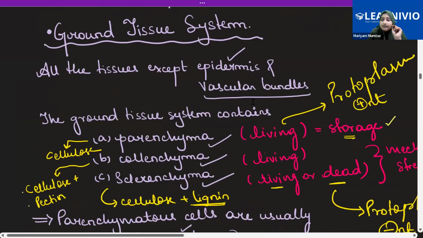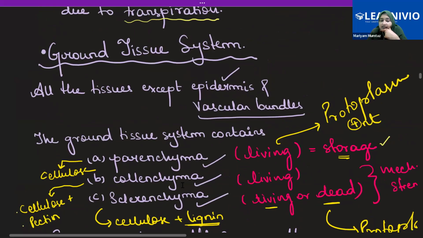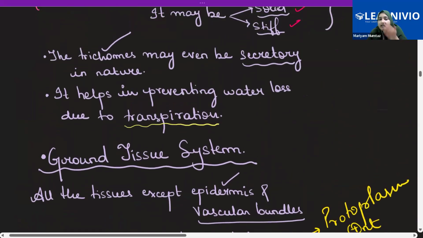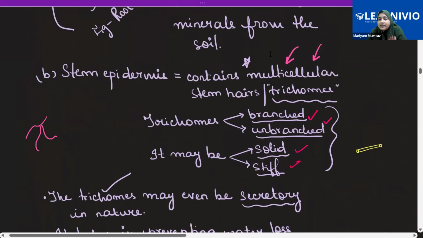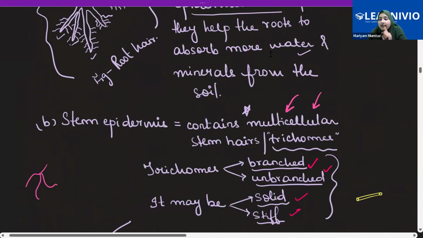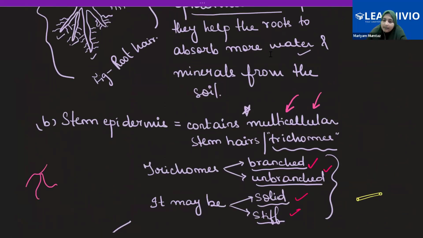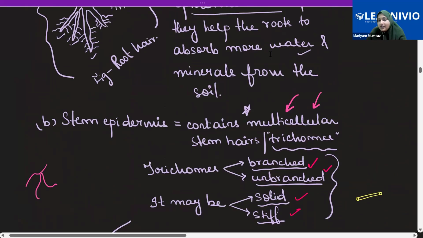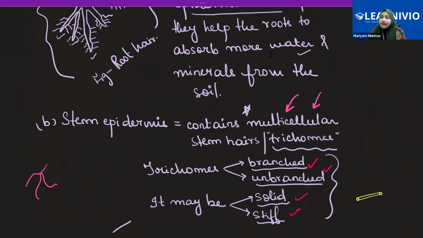The next tissue system, any doubts? Yes, anyone saying Ma'am, something? Can you explain the difference between unicellular root hair and multicellular? Unicellular in nature means that they are made up of a single cell. That's all. They do not have several cells in them. One cell making them. But stem hair, which is the trichome, is multicellular, meaning they are made up of multiple cells. When several cells are aggregating, then trichome is being formed. When only one cell is elongating, that is your root hair.